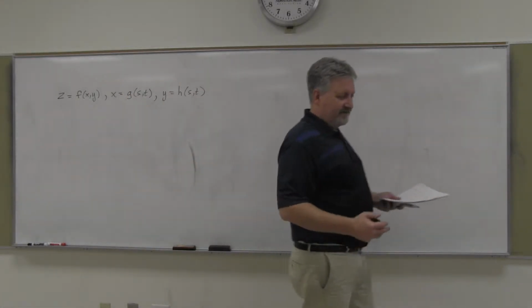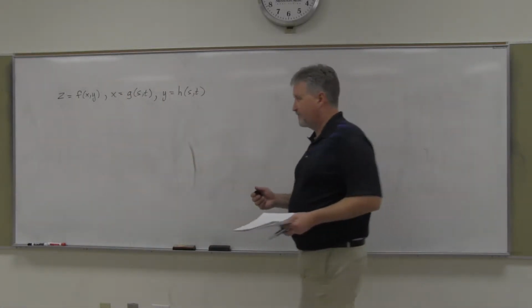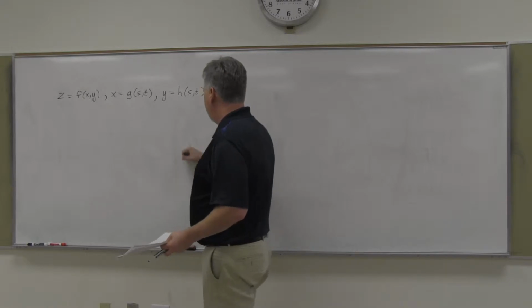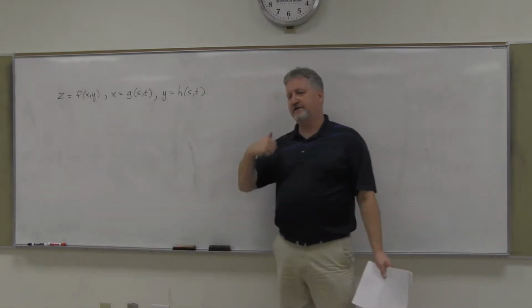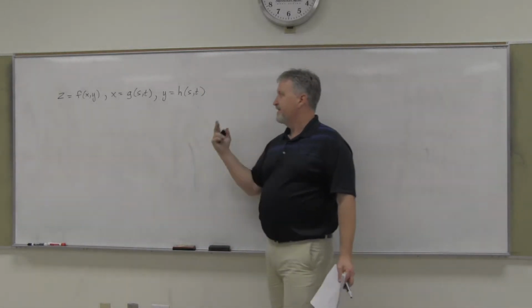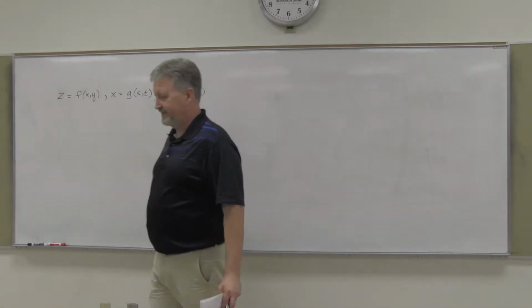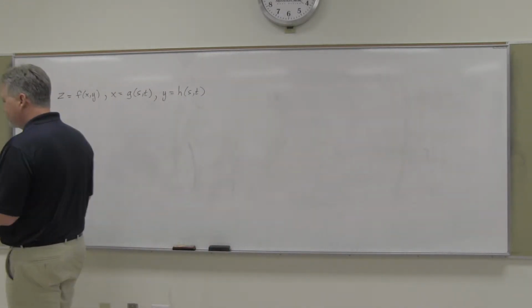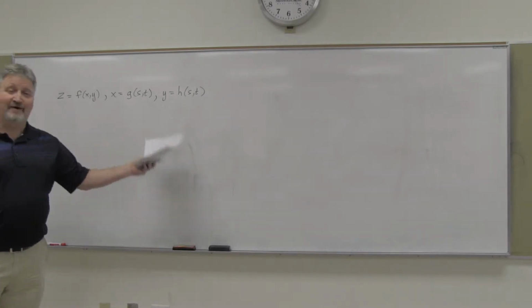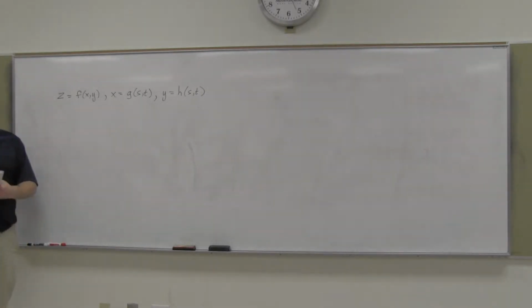Let's say we've got a function, z is a function of x and y, but the little complication here is now x is in terms of two variables, s and t, and so is y. Y is in terms of two variables, s and t.